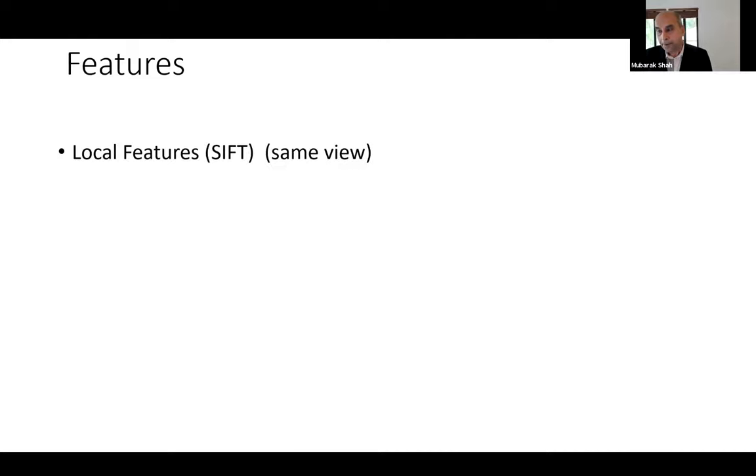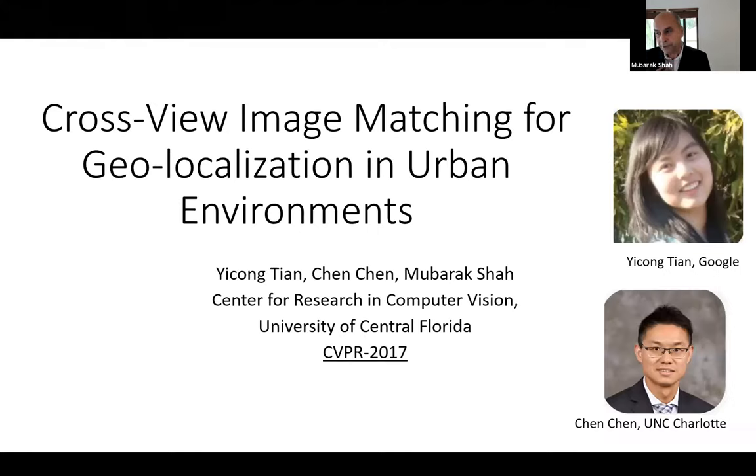Now, as I have talked about in the last two pieces, we used the SIFT features, and they were working for the same view. Now what we are going to do, instead of SIFT features, we are going to use building features. So we are going to match buildings, and that will help us to do cross view matching. So this was a paper from 2017.